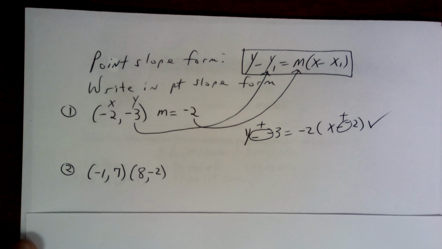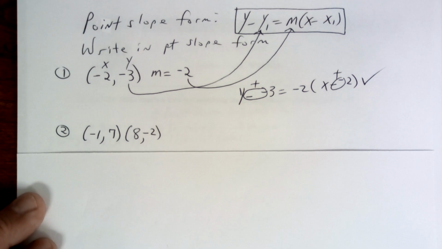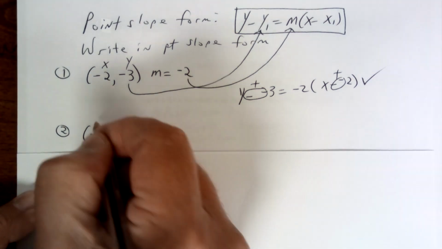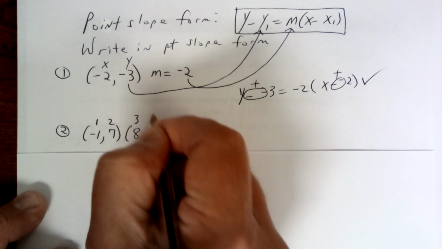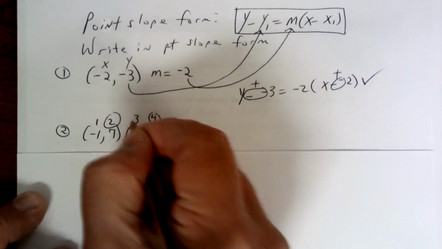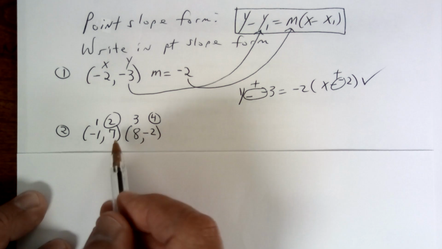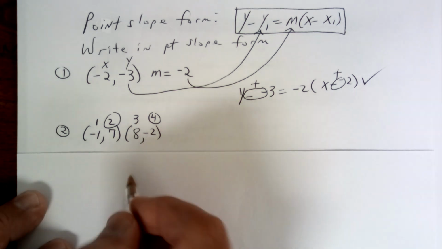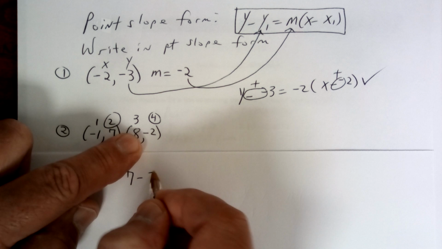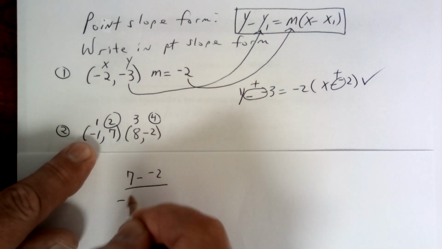On this one right here, remember it's always the second and fourth position that go at the top. So circle those. Now let's put them at the top. You could go backwards if you want. I'm going to go 7 minus negative 2, and then negative 1 minus 8.